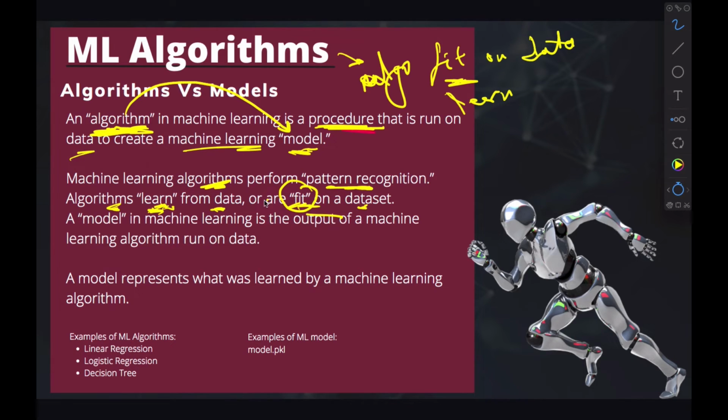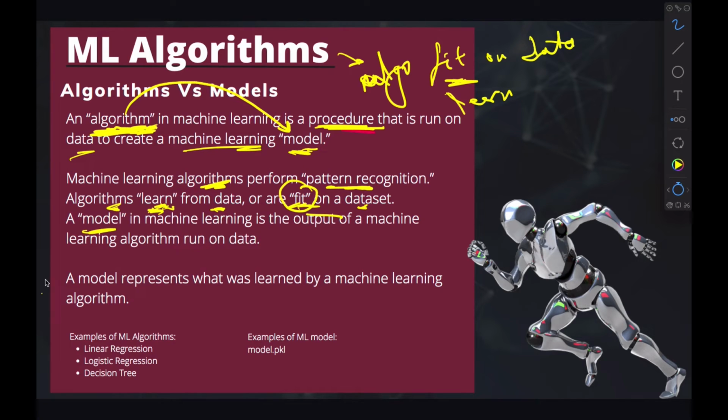Now, the result of that, when your algorithm learns from the data, is what you refer to as a model. That's why earlier I said that the algorithms are already there. You just have to know which one to use and when to use it, and then based on that, you create a model.